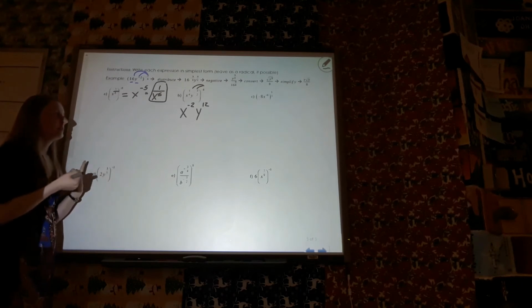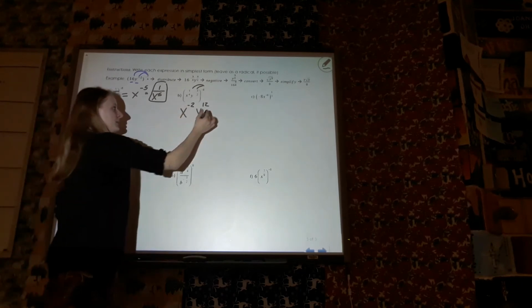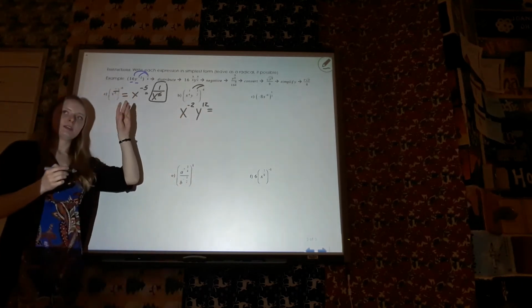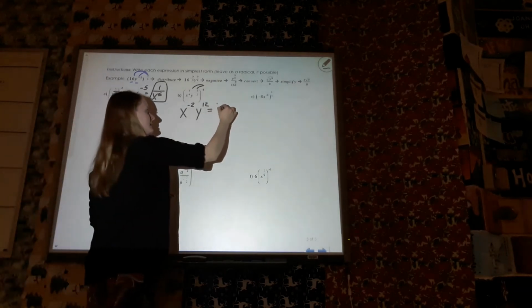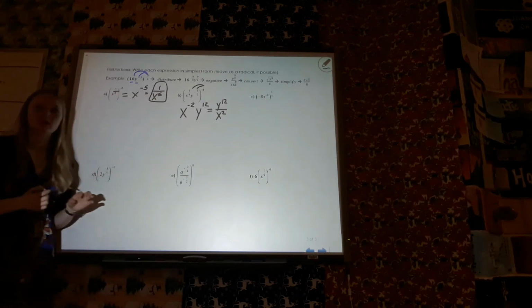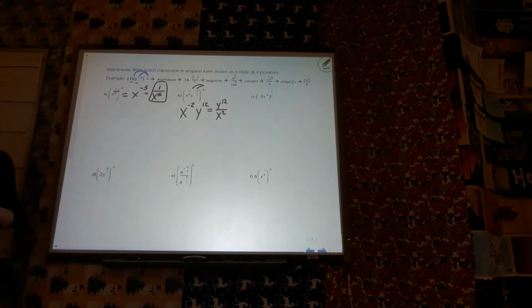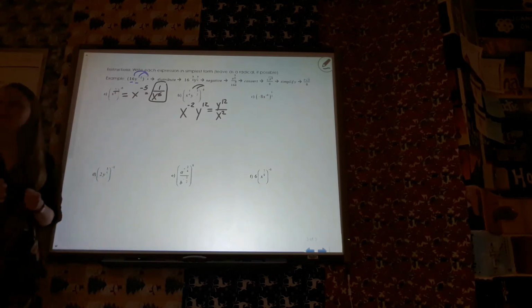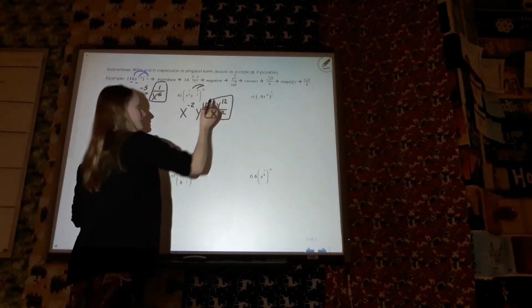What do you do next? You take care of any negative exponents. And the way that that works is if it's negative, it's going to drop down. So the y is going to stay on top. And the x goes down. Is there any conversions or simplifying that I can do? No. So you're done.